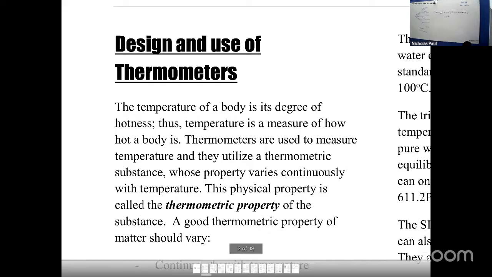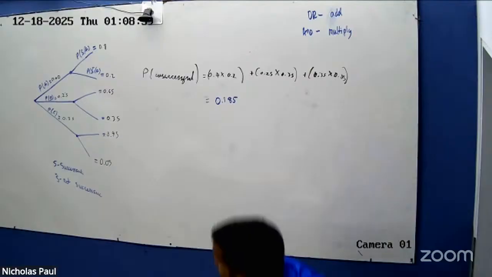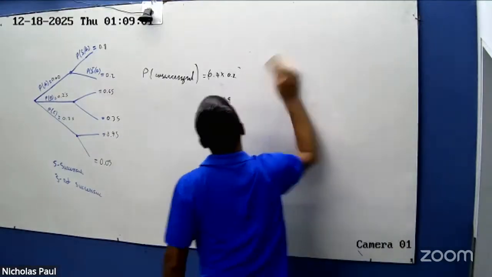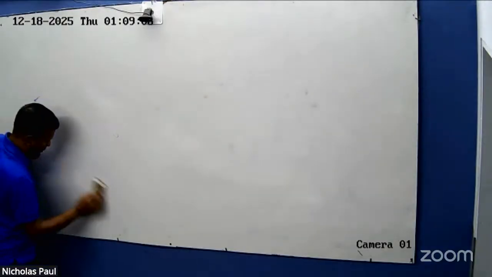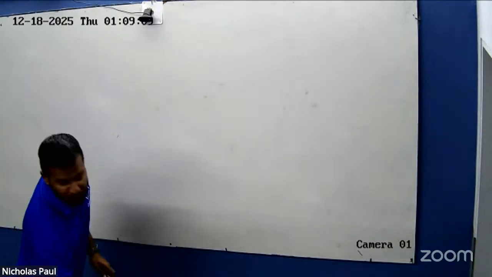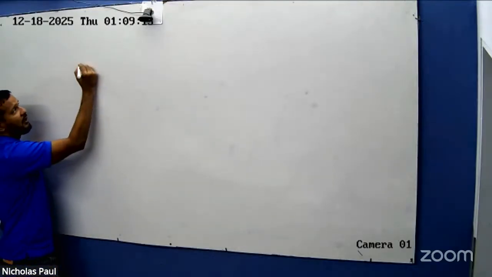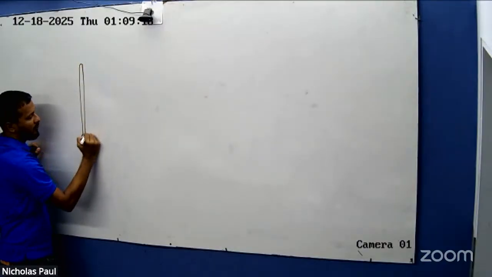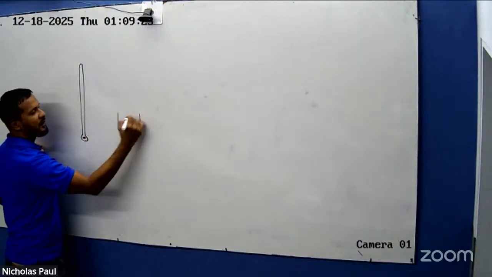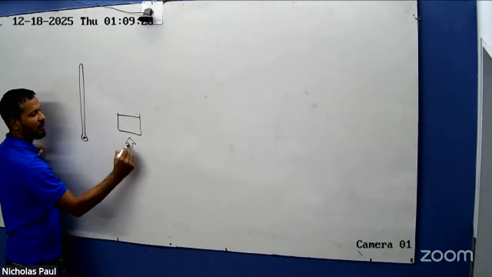Alright, so let's take a look at the design of thermometers. I want to explain what we're trying to do, right? So if I give you a thermometer, let's say the one that you have in the lab, a mercury in glass thermometer. When I place the thermometer in something hot, what will happen?